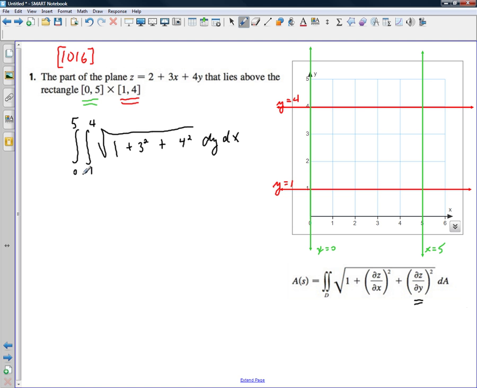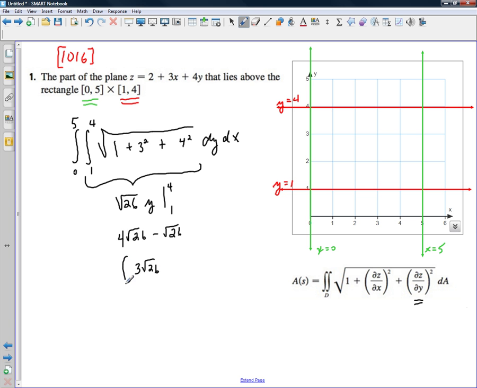So this problem is rather straightforward, because this works out to 16 plus 9 is 25. That's the square root of 26. Not as nice as it could be, but that's what it is. And we're going to get a y when we integrate with an upper limit of 4 and a lower limit of 1. So we're going to have 4 radical 26s minus 1 radical 26 is going to be 3 radical 26.